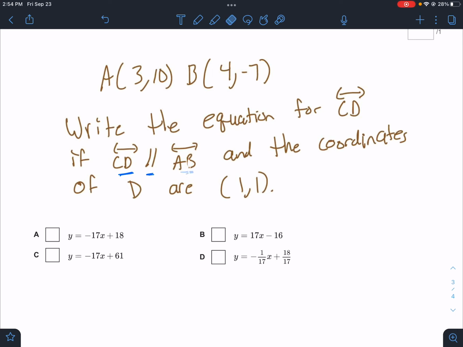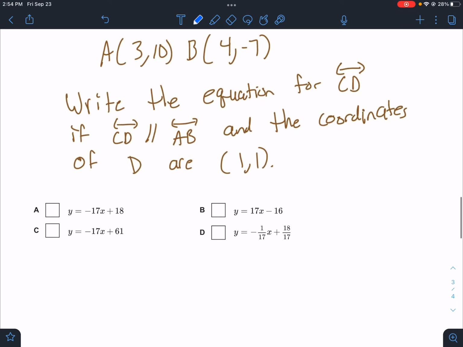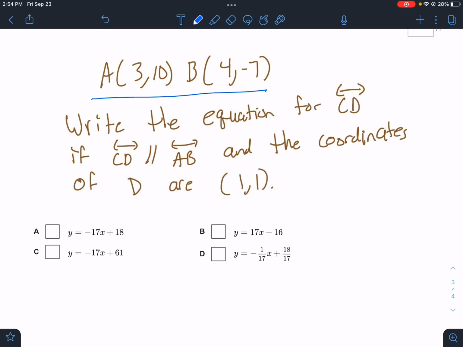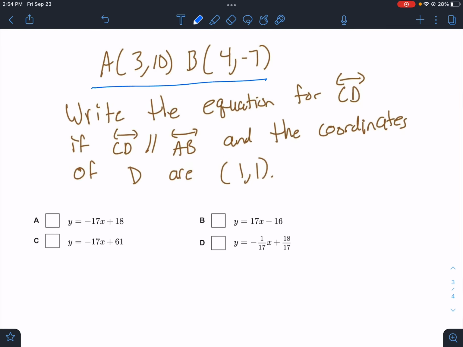Well, parallel lines have the same slope. So we can get the slope of AB and use it for CD. They're the same number. So let's do that. So what's the slope going to be? 10 to -7 is -17. 3 to 4 is +1. So that just simplifies to -17. Okay. So I have the slope.